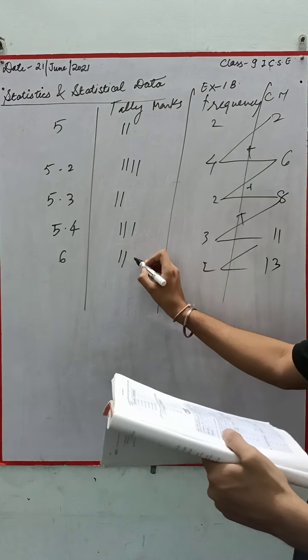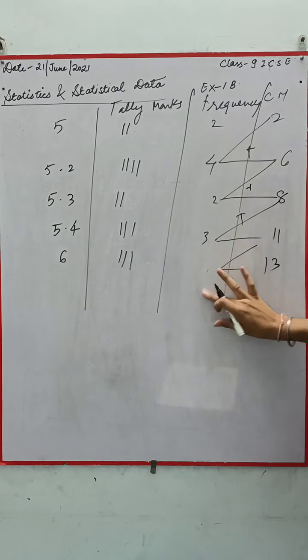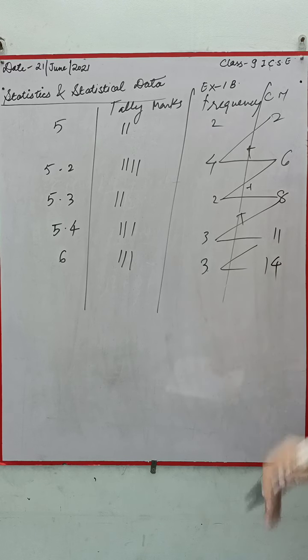Understood? This one, wait, this one is 3. Okay, so here it will be 3, it will be 14 here. Okay, so like this we have to do.